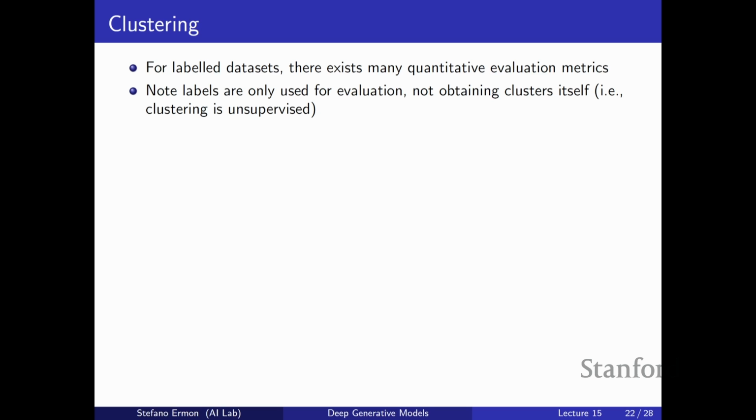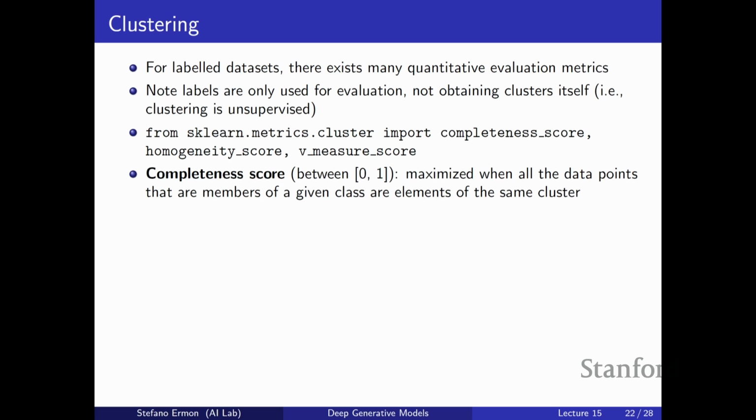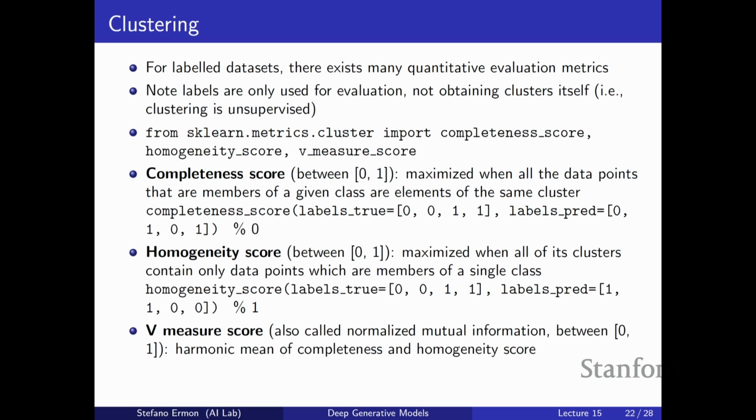So if you do have labels, you use unlabeled data to come up with the clusters, and then you use labels to evaluate the quality of the clusters. Then there is a bunch of metrics, things like the completeness score, homogeneity score, and V-measure. I'm going to go through them quickly, but there is a bunch of measures that you can use.